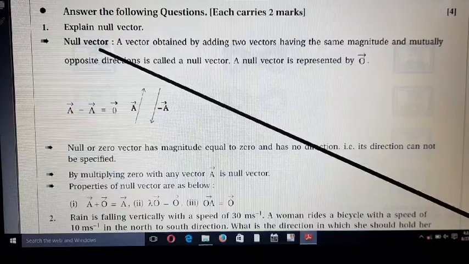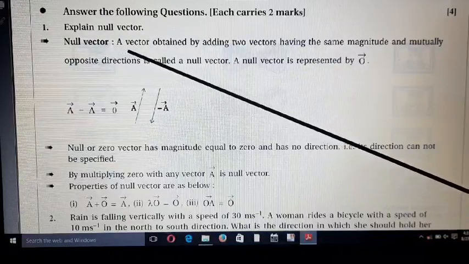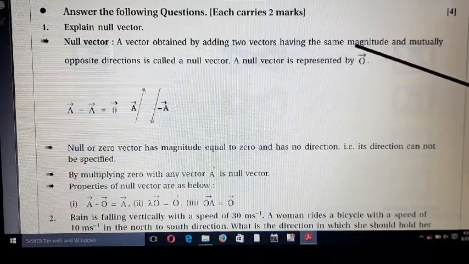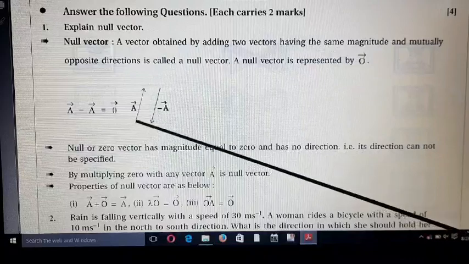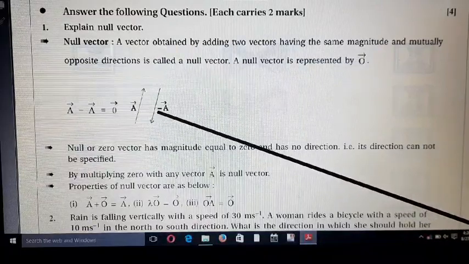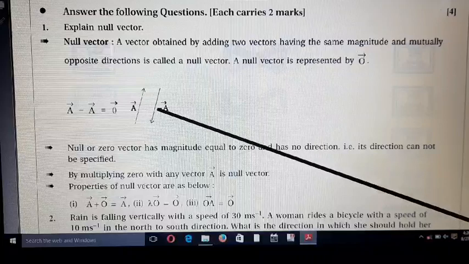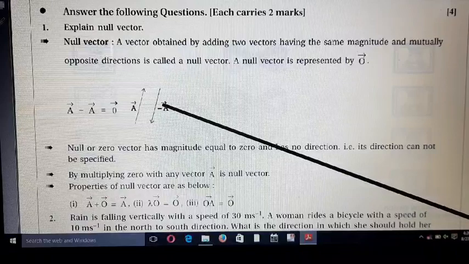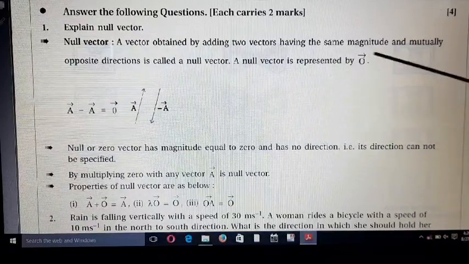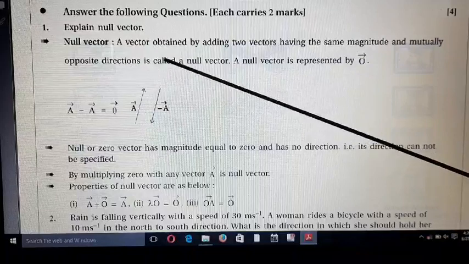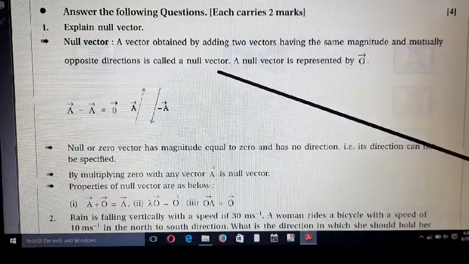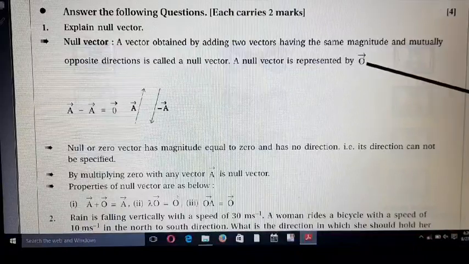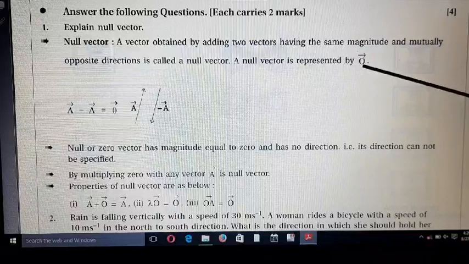Its definition is: null vector is a vector obtained by adding two vectors having the same magnitude. Look here, now we have vector A and vector minus A. Both vectors have the same magnitude, but both are in opposite direction. And mutually opposite direction is called a null vector. Null vector is represented by vector O, or vector 0.